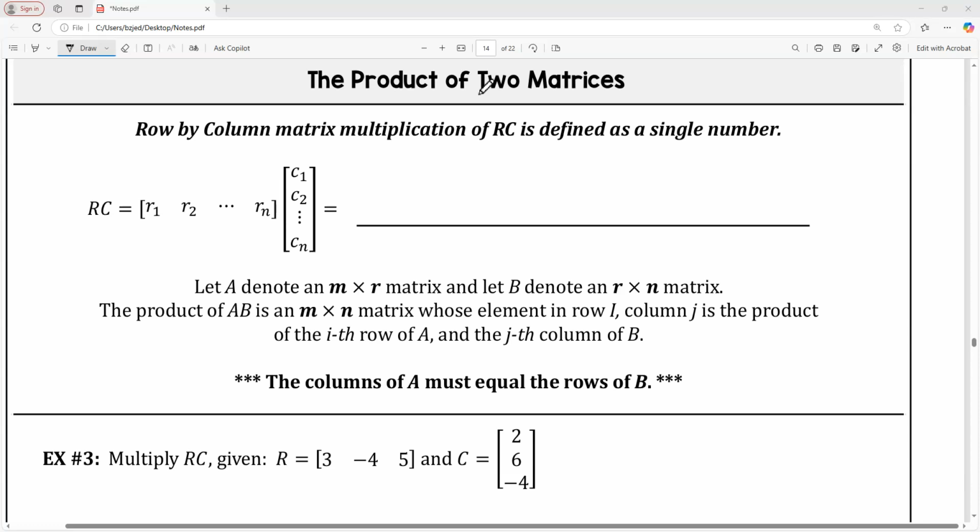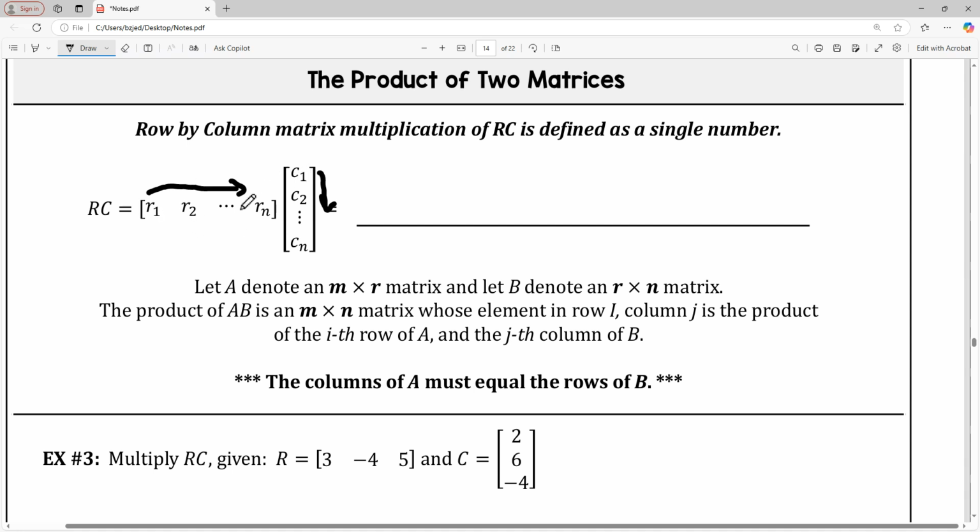Okay, so last time we talked about how to add and subtract matrices together. Now we're learning about how to multiply two matrices together. The way we do this is by the rows and columns method. What we do is multiply the row of the first matrix by the column of the second matrix. And here's what I mean by this.